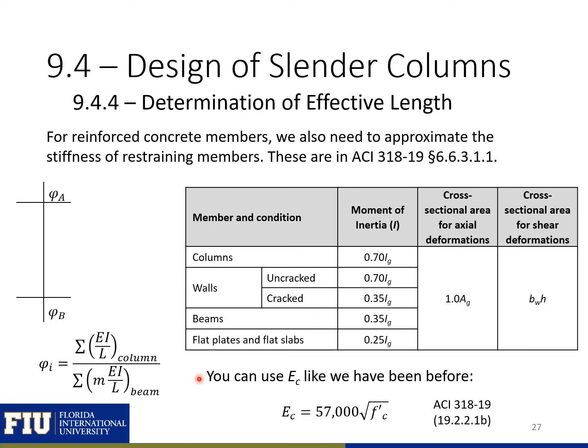Likewise, we can use our modulus of elasticity for our concrete to approximate the modulus for our columns. So we'll just use the ACI equation for Ec in our psi equation. So using these approximations, we can calculate our psi factor here at both the top and bottom joints.